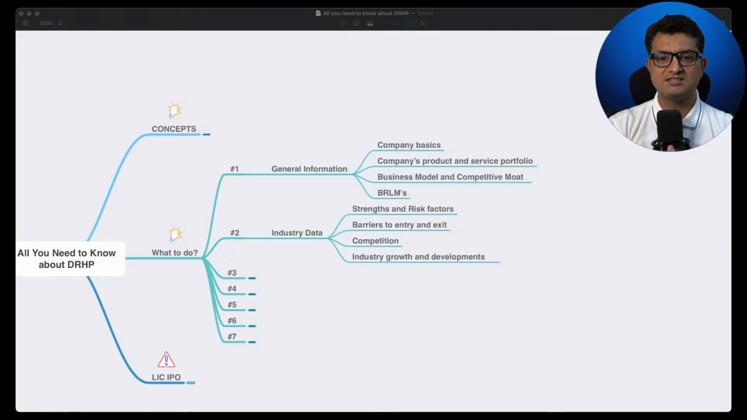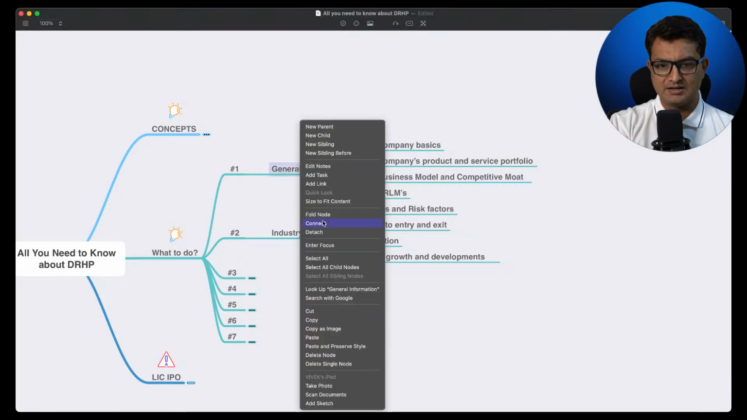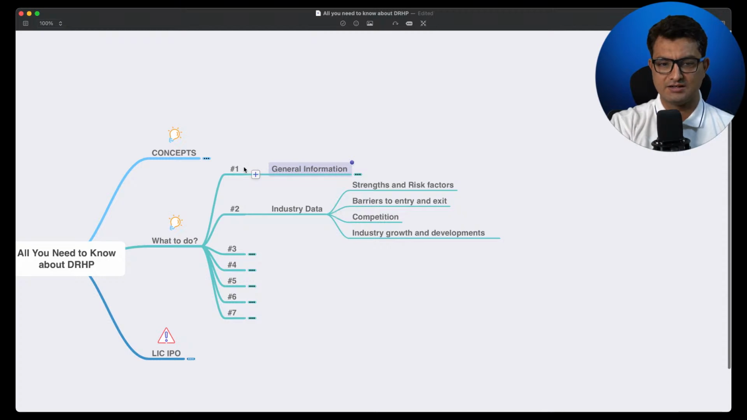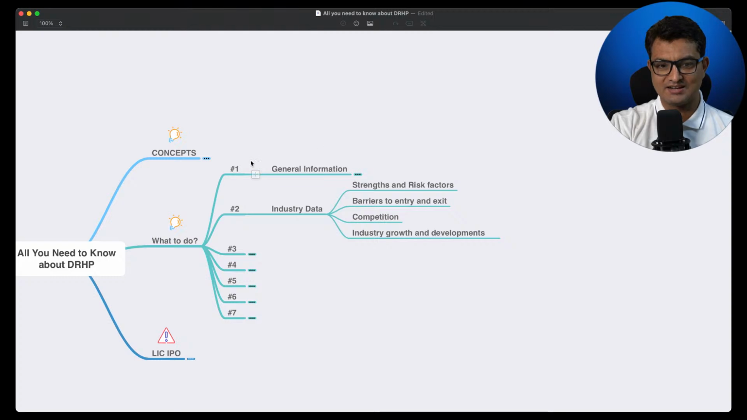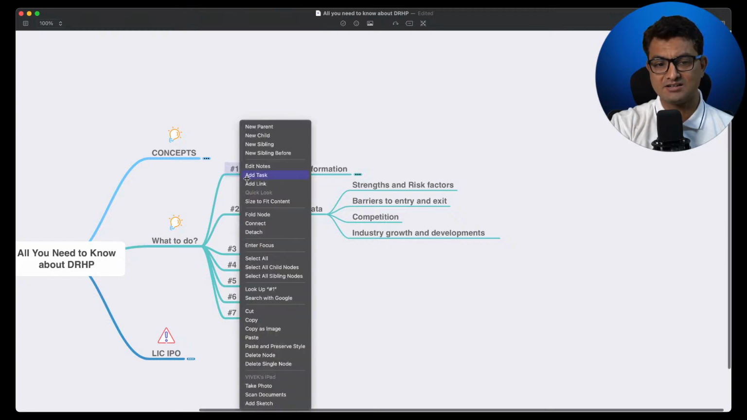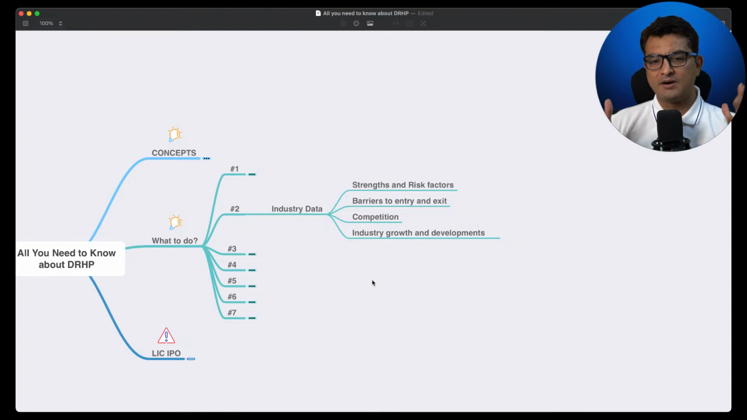But if you see industry points, you should consider what are the strengths of the industry, what are the risk factors in the industry. There is an entire section where they will tell you what are the risks in this entire industry. Okay, then what are the barriers to entry? Is it easy to open up an insurance company or is it too difficult? Is it easy to exit the sector or is it too difficult? What is the competition? How many players are there? What is the growth of the industry? And what are the new developments that are happening, right? So all these things you should note in your industry data analysis.